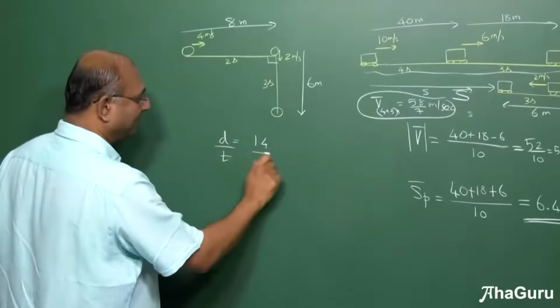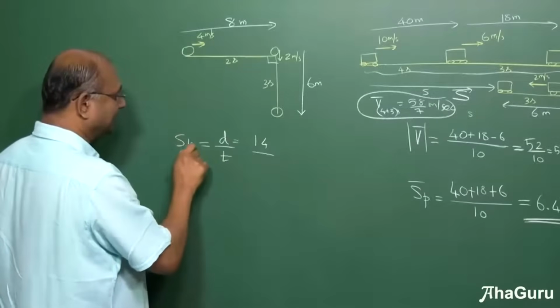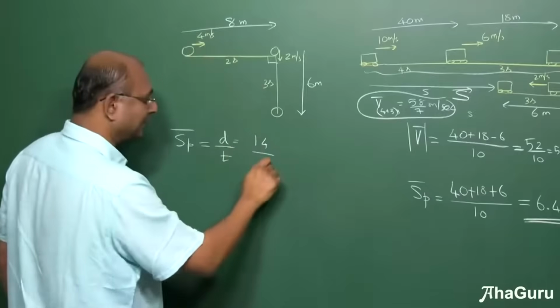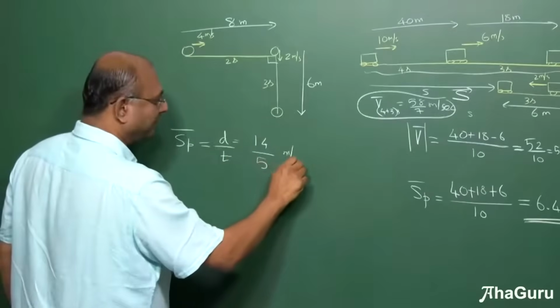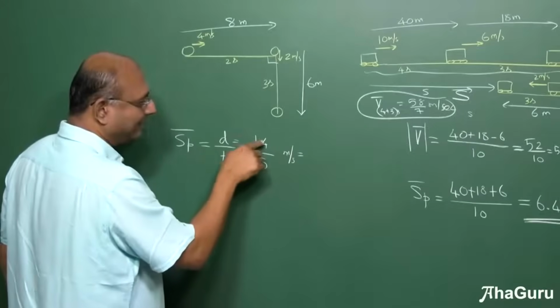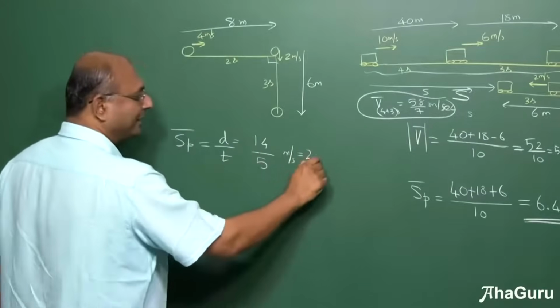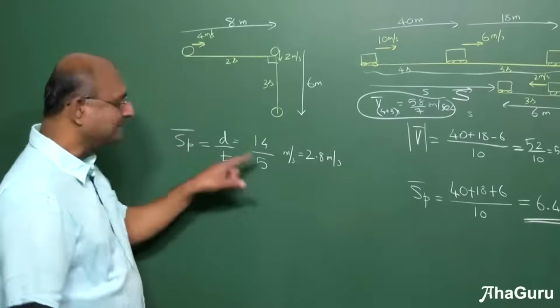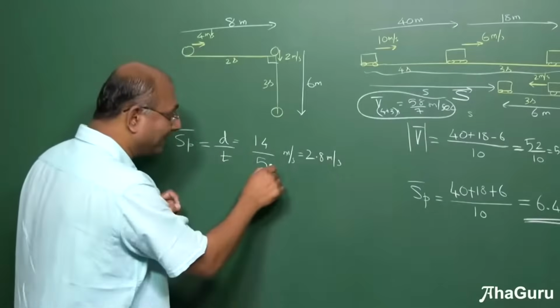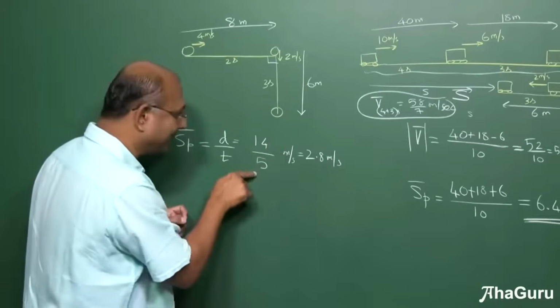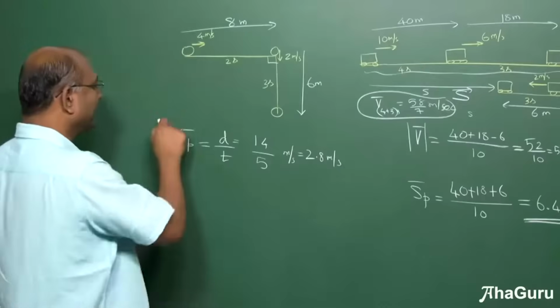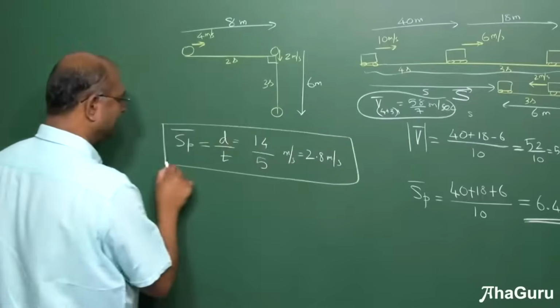Divided by the time will give me average speed. What is the total time? 5 seconds. So 14 by 5 meters per second. If you multiply by 2, you get 28 by 10, 2.8 meters per second. Always whenever you have division by 5, it's a good idea to multiply by 2. This will become 10. That will become 2 times 14, 28 by 10, 2.8. Okay. So this is the average speed.